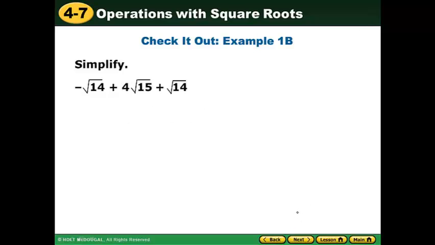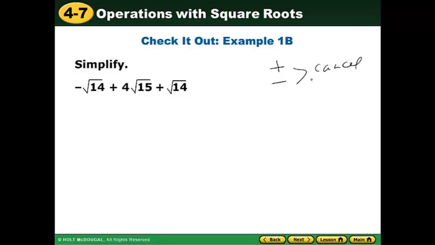Alright, go ahead and try this one by yourselves. Okay, so here, let me go ahead and explain this one. What is going to happen here? We have negative square root of 14 and positive square root of 14. If you guys remember when you learned about integers, a plus and a minus, those guys are neutrals and they will cancel each other out.